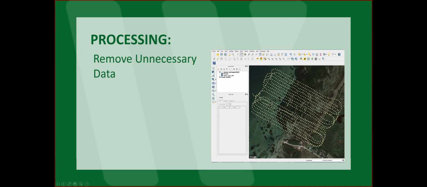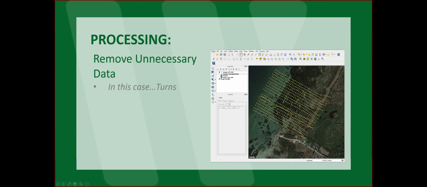Let's look at processing. The first thing we do is remove unnecessary data. In this project, we collected about 950 images. So we decided it was time to remove the turns. Removing the turns took us from 950 images down to around 720. This eliminated over 200 images. And when you think that each image consumes storage space and eats up processing time, if you can eliminate them, go for it.